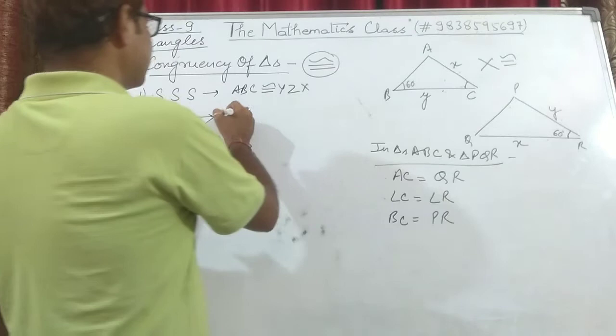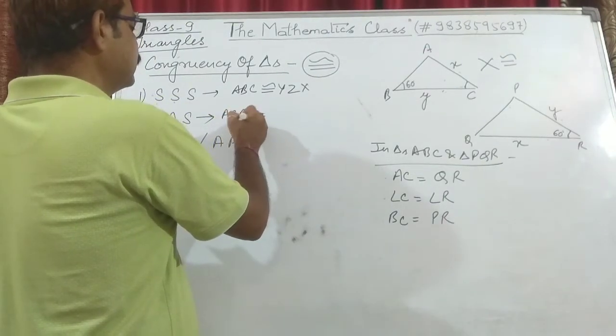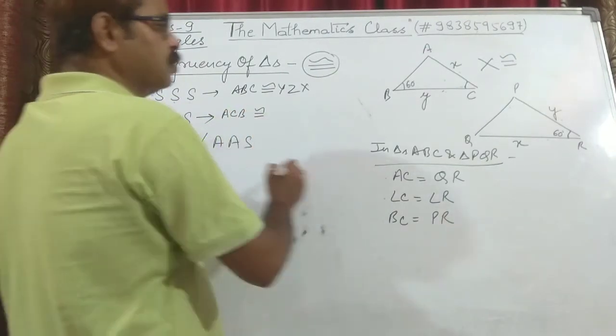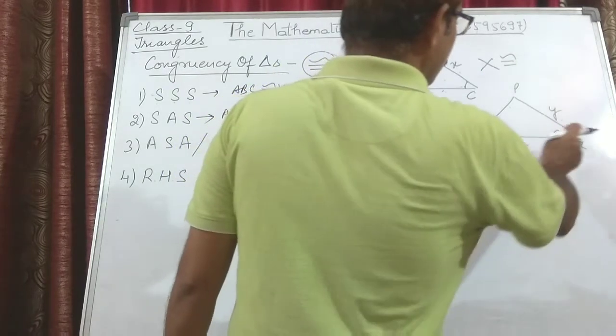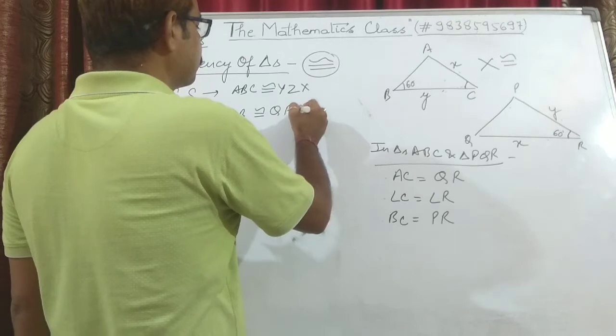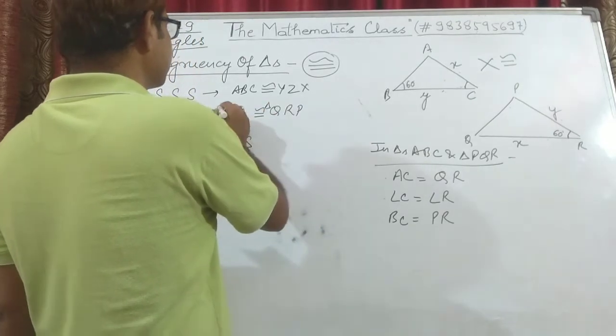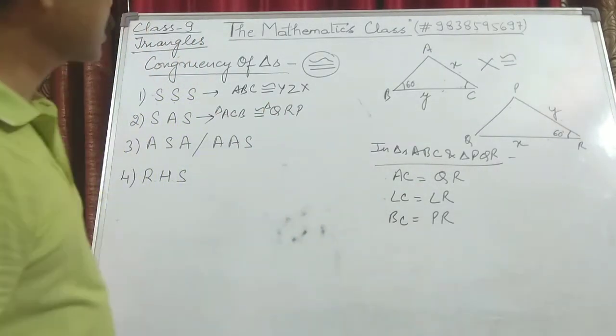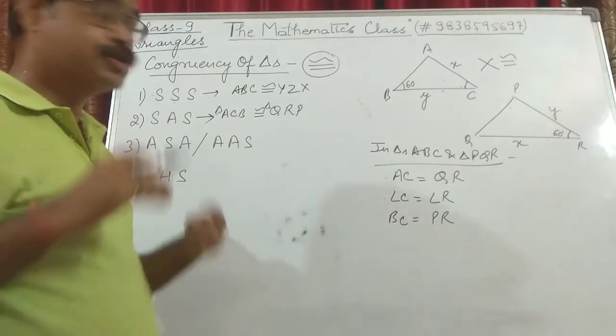Triangle ACB is congruent to triangle QRP. We write triangle this is equal to triangle this. This is how they are written. They are written in a sequence.